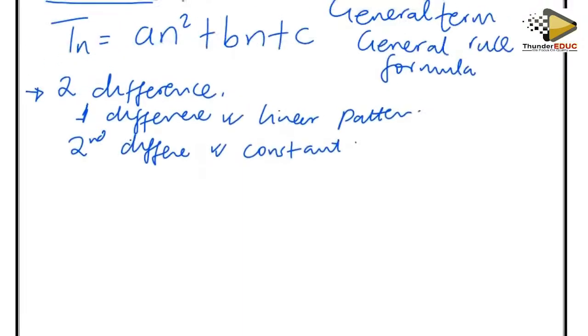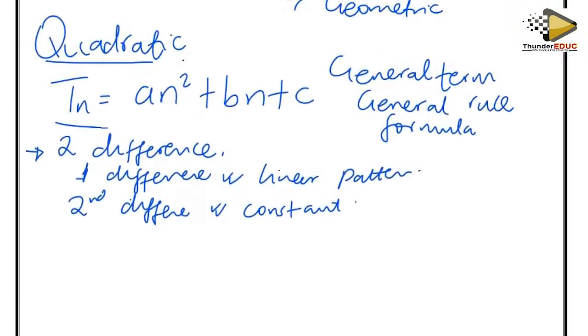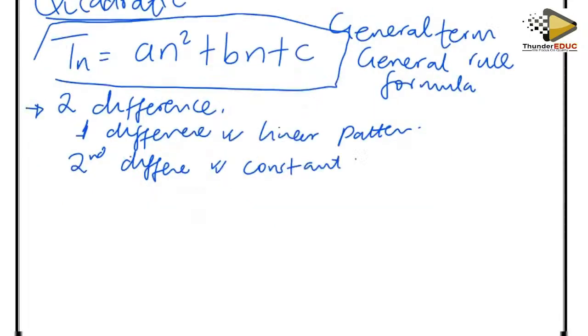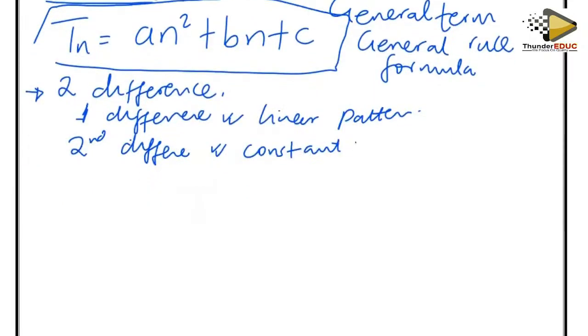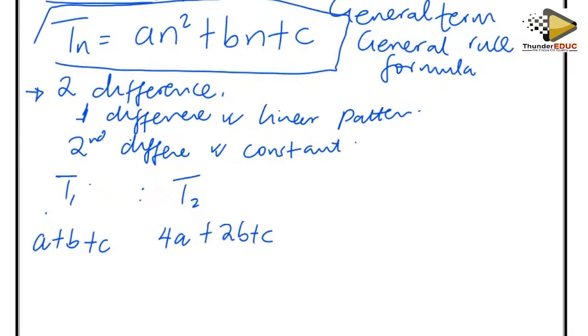Before we get into the examples, let's just use the general rule. Let's say we want to determine term number 1 from this general rule. I substitute n with 1, which gives me a plus b plus c. For term number 2, I substitute n with 2, so that will be 2 squared, which gives me 4a plus 2b plus c.